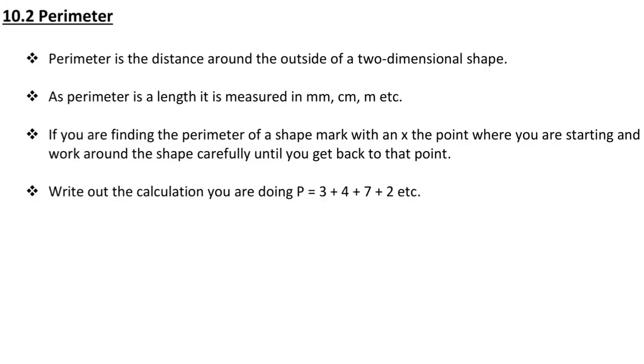As we've already said then, perimeter is the distance around the outside of a 2D shape. And because it's a length, then it'll be measured in millimetres, centimetres, and so on. If we're finding the perimeter of a shape, we mark it with an X at the starting point and then work around the shape carefully until we get back to that point. And we need to write out the calculation we're doing as part of our working out.